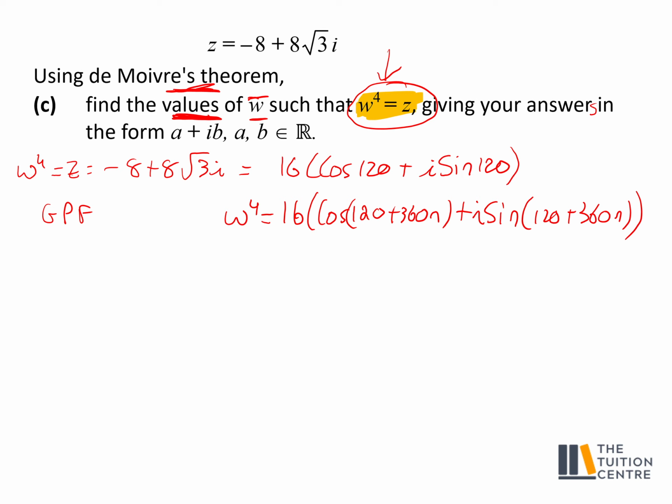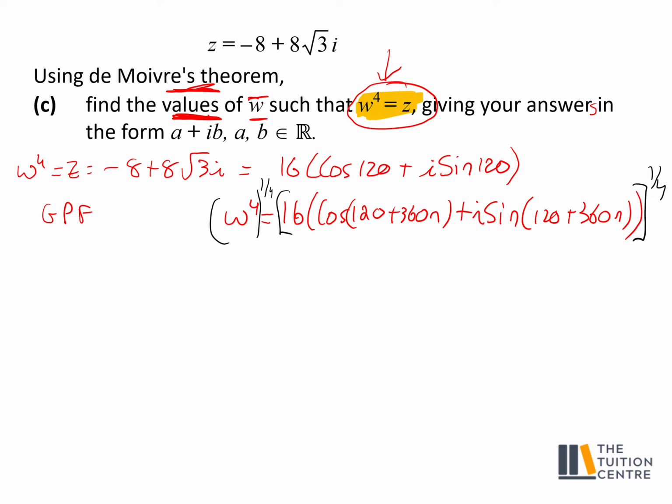So the general polar form just involves adding in the 360n when you're dealing in degrees. We need to solve for w. How do you solve any equation? You get the variable on its own. So we want to get w on its own, so we're going to have to raise the left hand side to the power of a quarter. We're going to do the same for the right hand side.